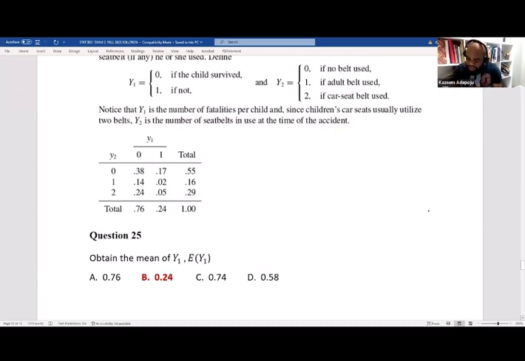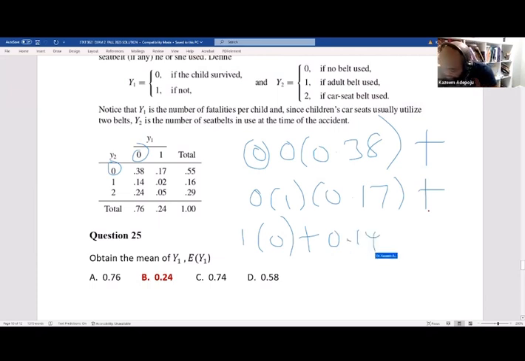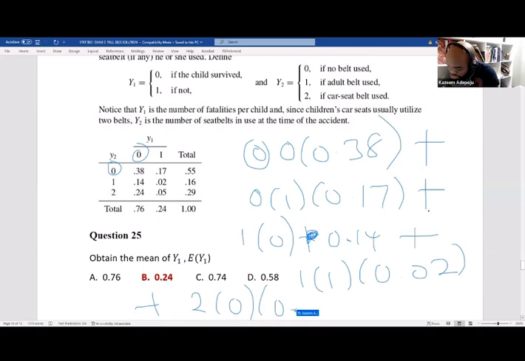I'm going to consider 0 times 0 multiplied by 0.38, plus 0 times 1 multiplied by 0.17, plus 1 times 0 multiplied by 0.14, plus 1 times 1 multiplied by 0.02, plus 2 times 0 multiplied by 0.24, plus 2 times 1 multiplied by 0.05. You see that? That's what I'm going to do to get the expectation of the product.